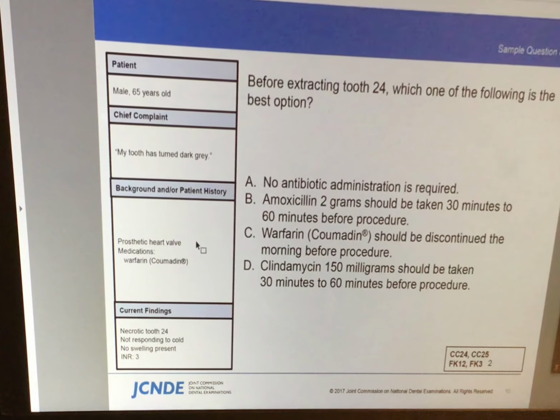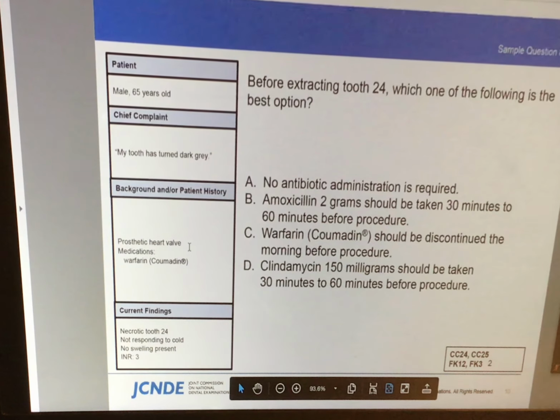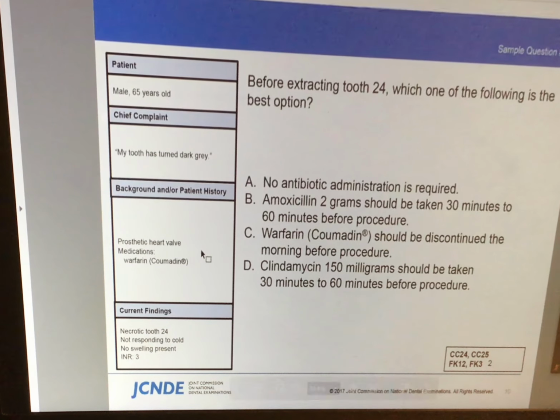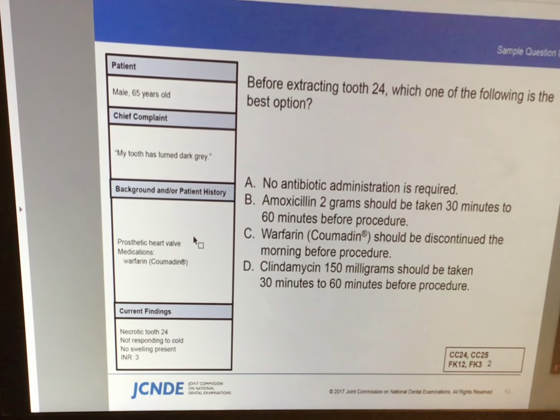Pre-medication for his prosthetic heart valve. When you give pre-medication, what's the pre-medication that you have to give if the patient doesn't have allergies to penicillin? Is it 200 milligrams of amoxicillin? Okay, amoxicillin 2 grams. When you say pre-medication, you have to say what type of medication and the dosage, right? So you have to say amoxicillin 2 grams, 30 minutes to 60 minutes before the extraction.